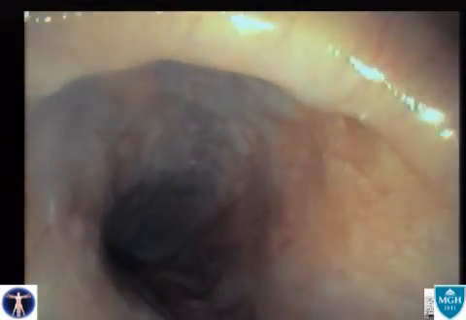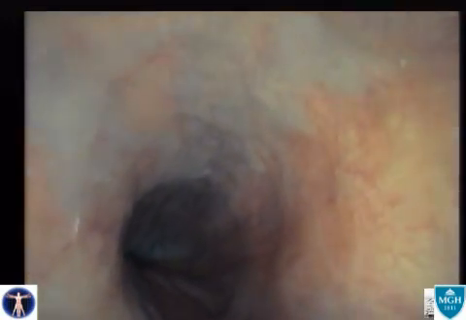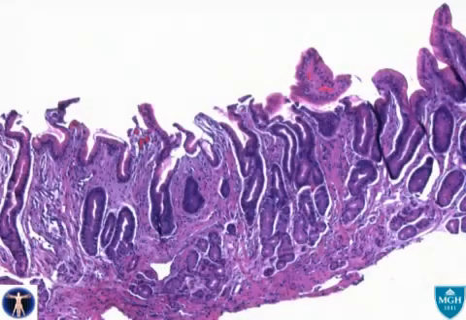Further supporting this association with portal hypertension is the presence of esophageal varices, seen here. Histologically, we see on low power examination villiform architecture with expansion of lamina propria by fibromuscular stroma and subepithelial capillary proliferation compatible with reactive gastropathy.